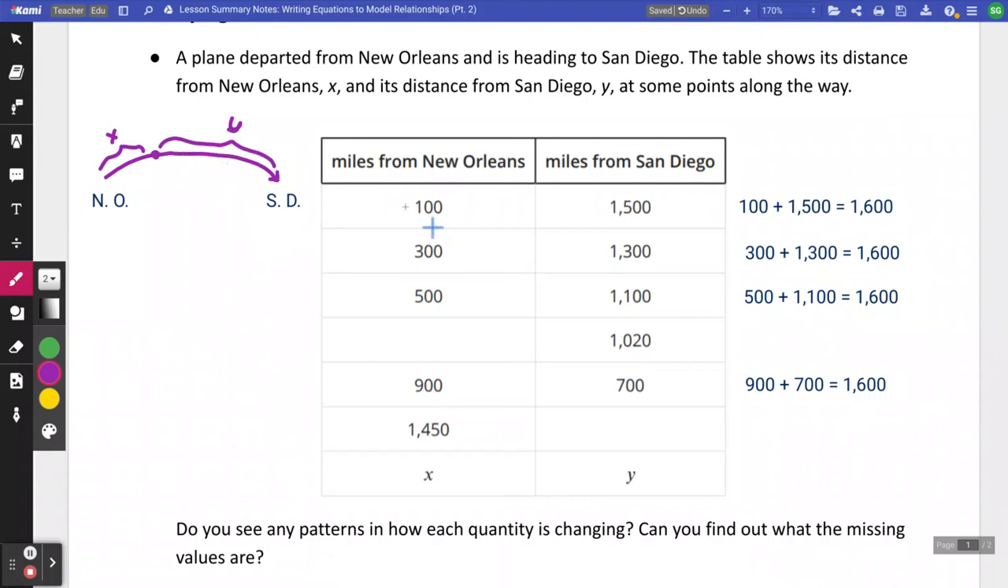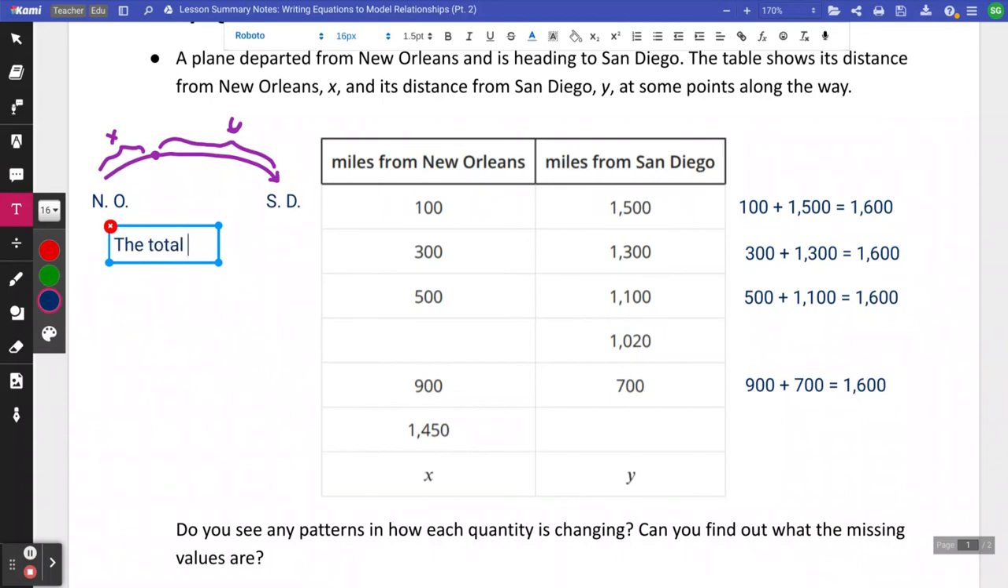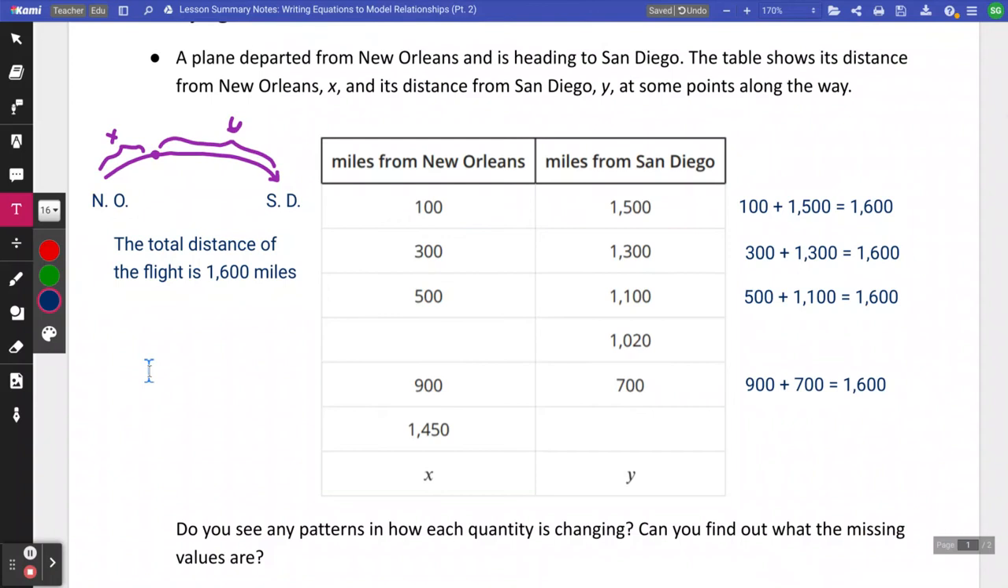So if you've already flown 100 miles, you've got 1500 miles left to fly. If you're 500 miles from New Orleans, you've already flown 500 miles, it means you have 1100 miles left to fly. It's telling me that the total distance of the flight is 1600 miles. That part right there is the interpretation of this equation. I figured out the equation, but I also want to know why the equation looks that way, and it has to do with this idea here.